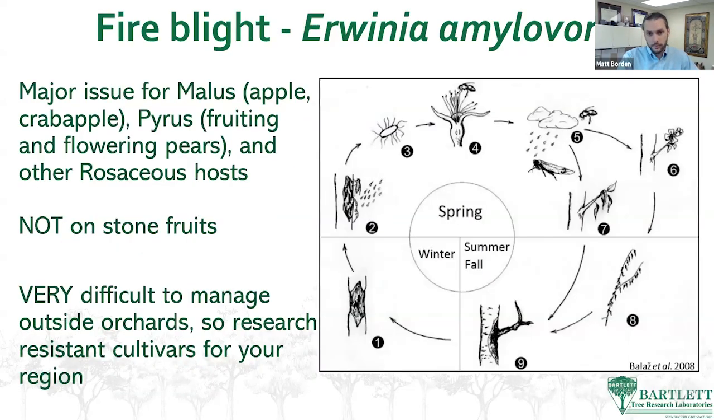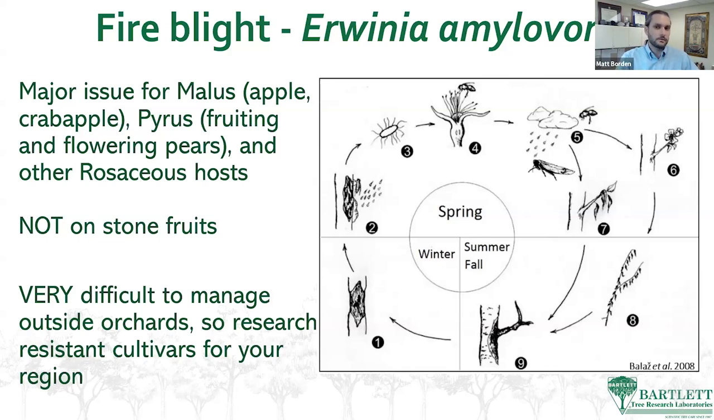So one that is a crossover, affects agriculture absolutely, but also us in managing landscapes, is fire blight. This is a major issue for Malus, apple, crabapple, also a number of pears, and other rosaceous hosts. This does not affect the stone fruits, which I've found over the years is actually a pretty common mistake. People think they have fire blight in their peach every year or things like that. That is a different problem, often Pseudomonas, but it's not fire blight.